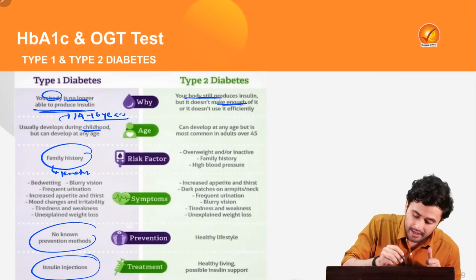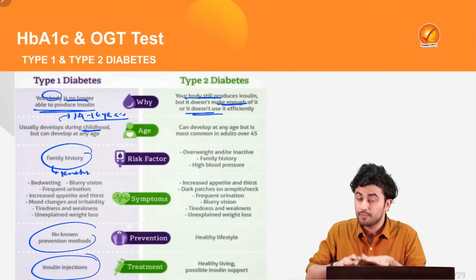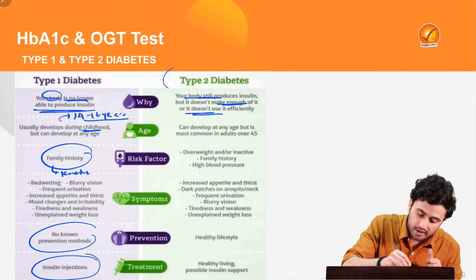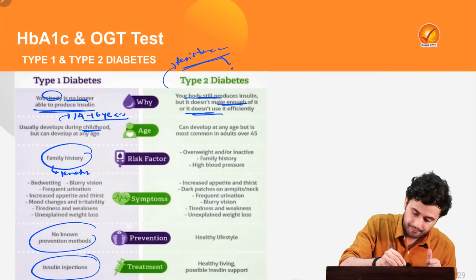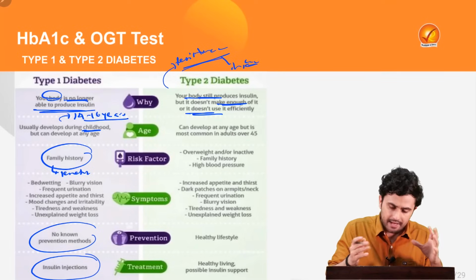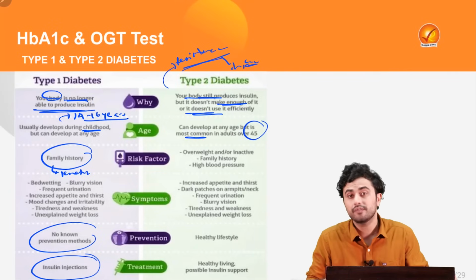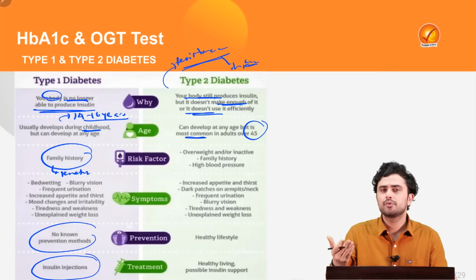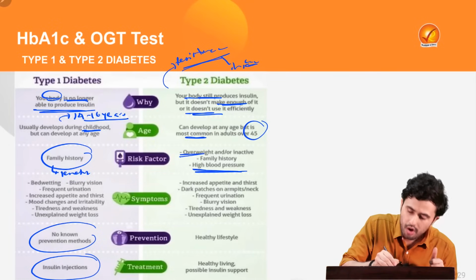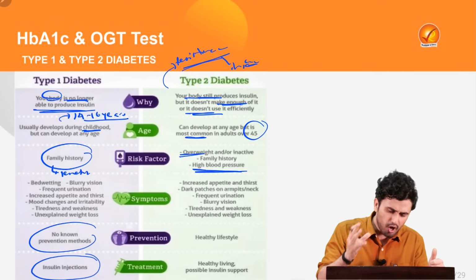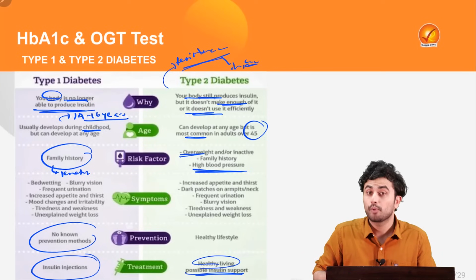Then there exists type 2 diabetes, where your body is still producing the insulin, but it is not making enough of it, or it is not being used in an efficient manner, which means that your blood cells have developed a kind of resistance against the insulin. This can develop at any age, but is most common in adults over 45 years of age. This normally happens due to inactive physical life, being overweight, family history, or high blood pressure. Normally in this case, healthy living or possible insulin support is provided.